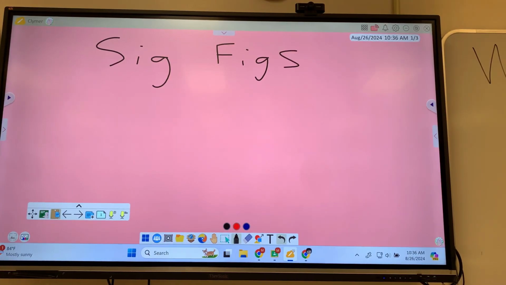All right, so significant figures, significant digits. I guess we should start at the beginning like we did the other day. Why sig figs? Why do we care to begin with? Why is this even a thing that we have to discuss?